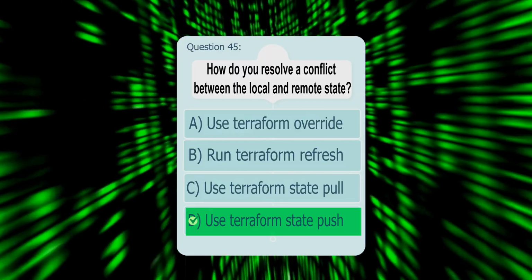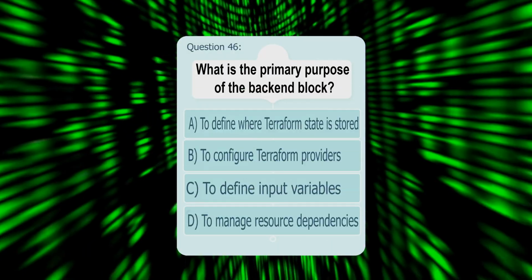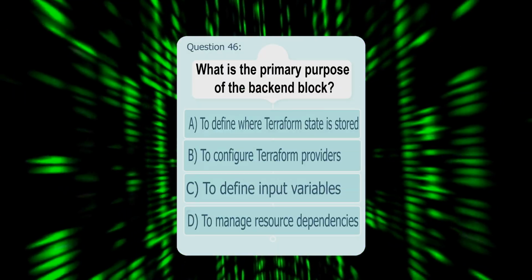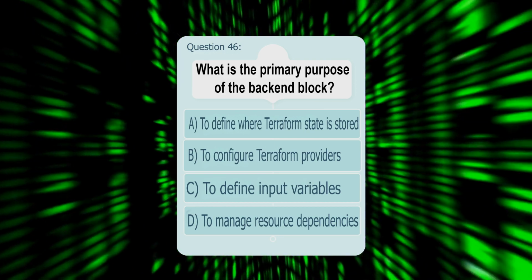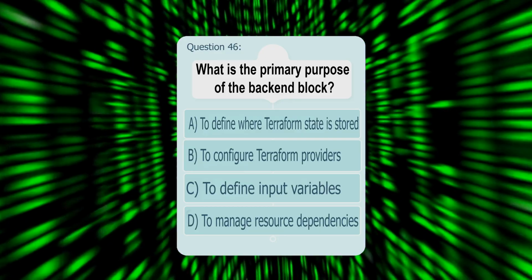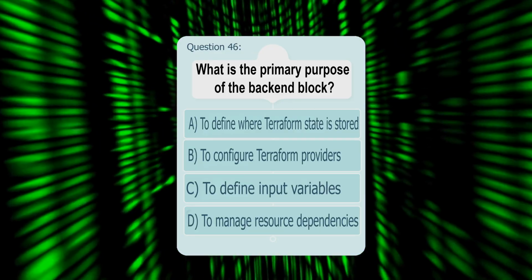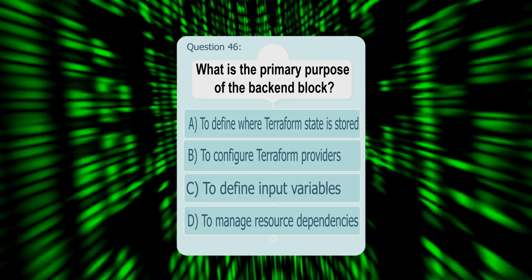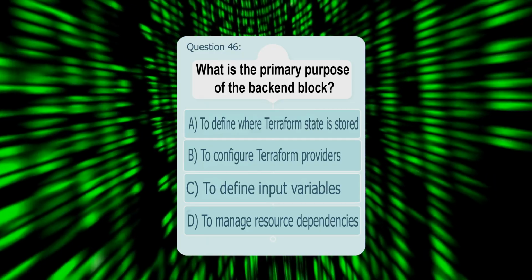Terraform state push. Question 46. What is the primary purpose of the backend block? A. To define where Terraform state is stored. B. To configure Terraform providers. C. To define input variables. D. To manage resource dependencies.